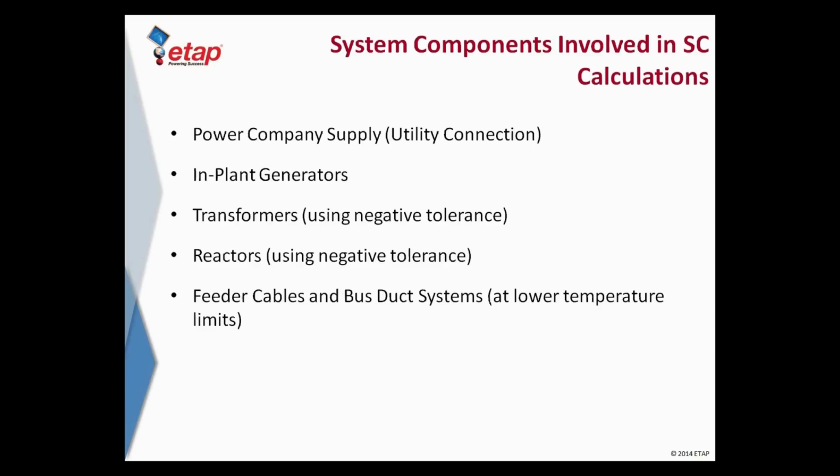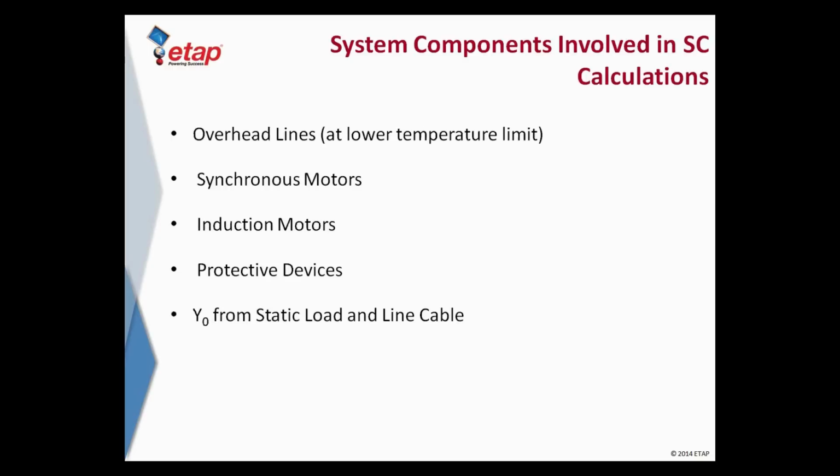So in ETAP, the systems that are involved in short circuit calculations are your power company supply, which is your utility connection, any in-plant generators, transformers, and if you have any tolerances, you can go ahead and input those, and these will basically reduce your transformer impedance so that you could consider a higher short circuit. The same goes for reactors and feeder cables and bus duct systems. Again, for cables, you're going to want to also consider any lower temperatures so that you can adjust the resistance. The same goes for overhead lines, synchronous motors, induction motors, protected devices, and also consider the shunt from static loads and from the capacitance and lines.